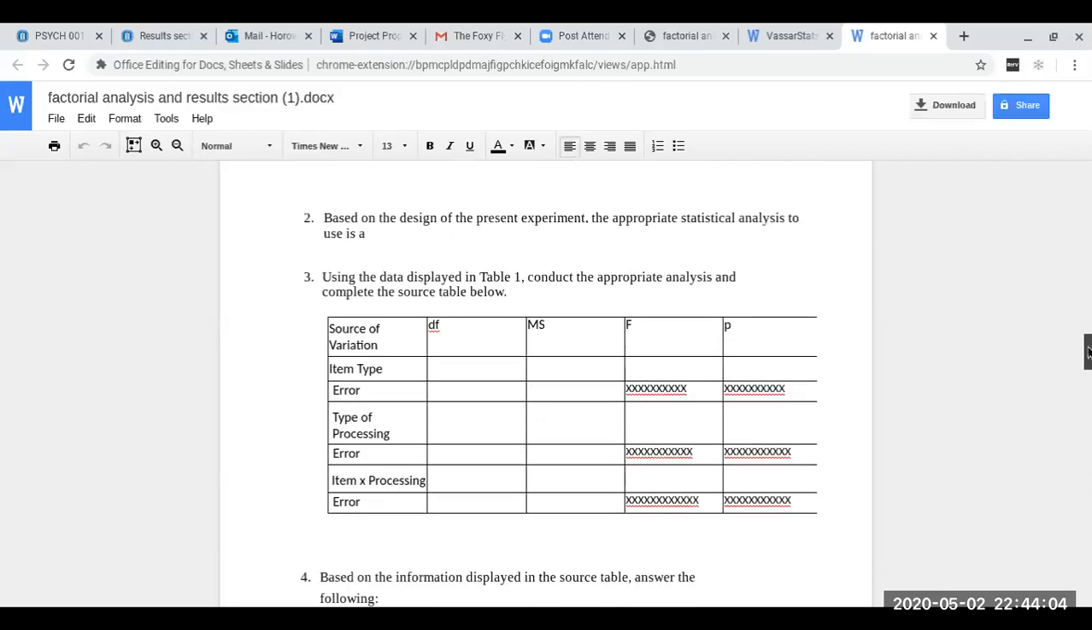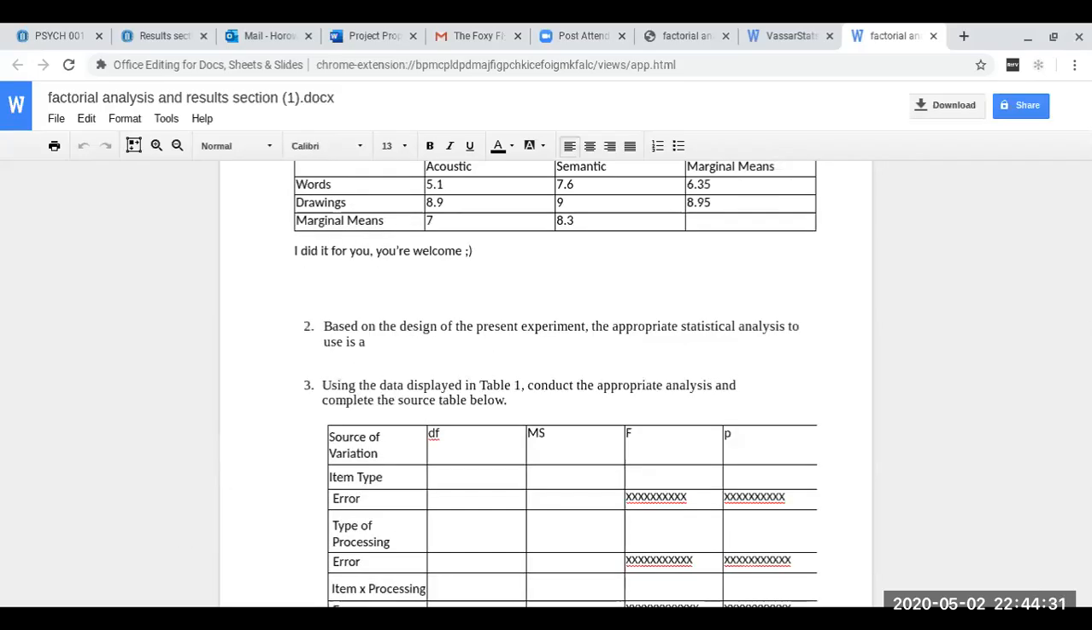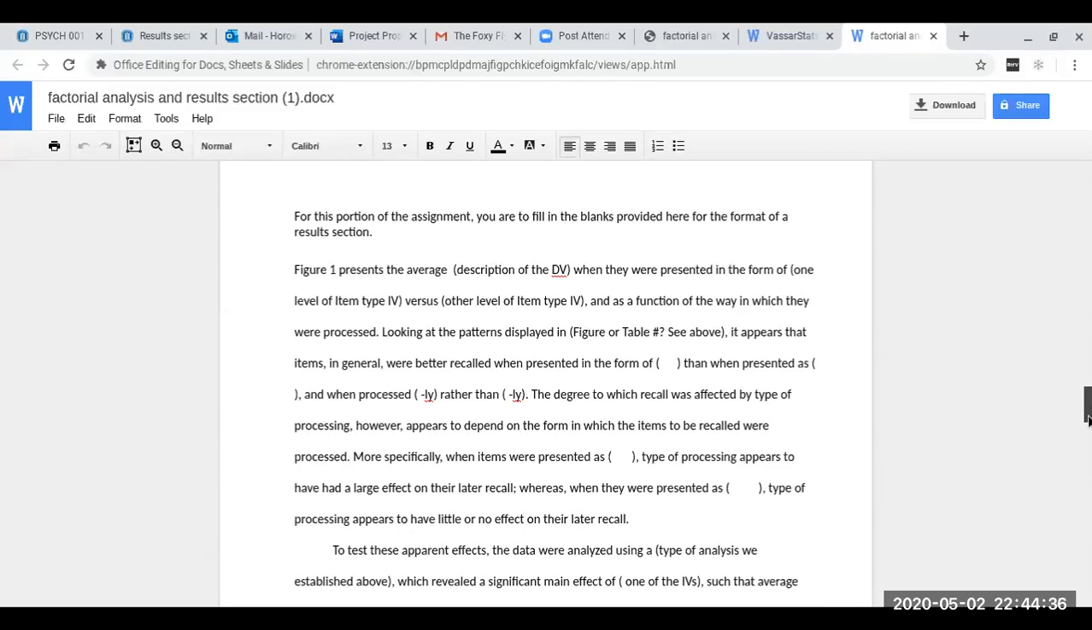And if we were to go down from there, based on the following information displayed in the source table, remember that p is less than 0.01. Do we have a significant main effect of item type? What would you say? Significant main effect of type of processing? What would you say? Significant interaction between the two? What would you say? So, I would say yes, yes, and yes. So, going down, for this portion of the assignment, you are to fill in the blanks provided here for the format of a results section.